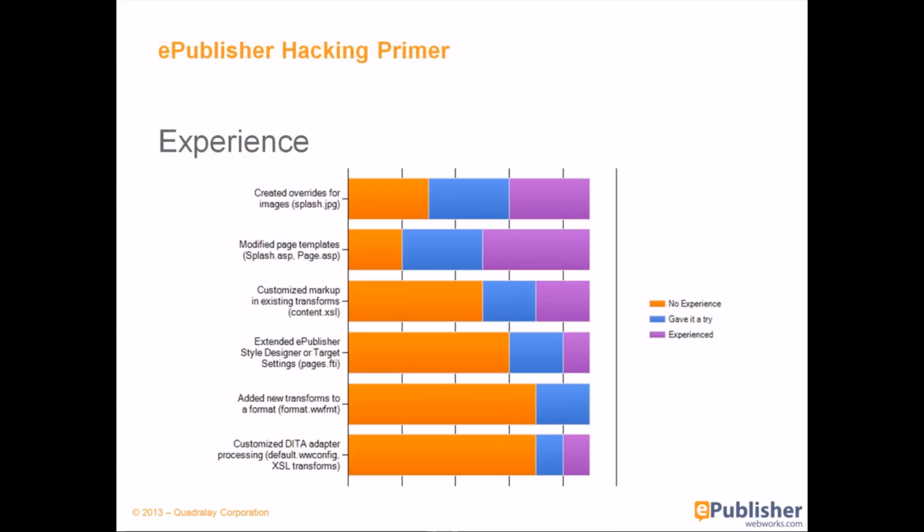I asked some questions when you signed up so I could get a feel for what you know about ePublisher already. So here's what we saw when you did that. We've got some simple, high-level stuff, starting with just creating an image, creating overrides so you can customize an image. Then going on to modifying page templates, and then getting to more advanced versions of those, modifying XSL, extending parts of the ePublisher UI, finally starting to create or modify formats, and ultimately maybe doing something in the Didache adapter with custom processing there.